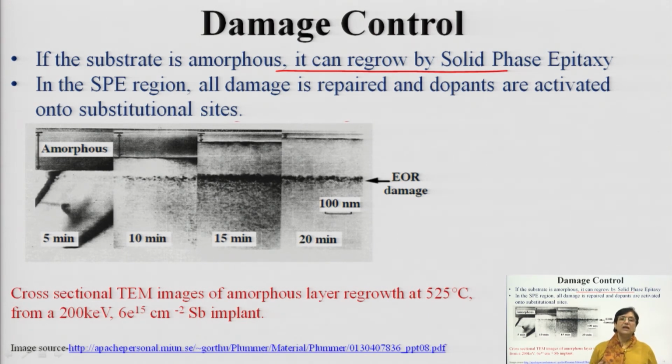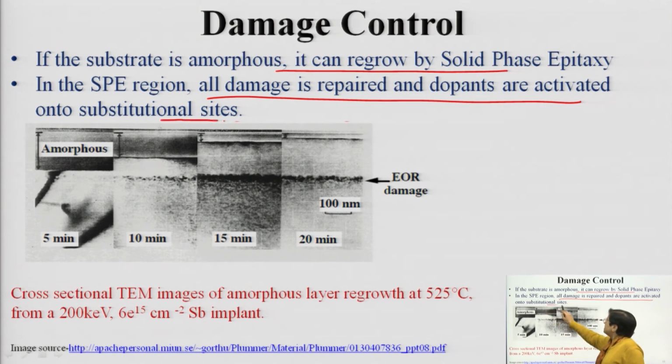So, how to overcome this damage? Once the surface is amorphous, you need to regrow it. If you want to replicate the surface, you know it is done by epitaxy, and therefore this amorphous substrate is again grown by solid phase epitaxy. All damages are repaired and the dopants are activated onto the substitutional sites, and you can overcome this damage by regrowing the surface.